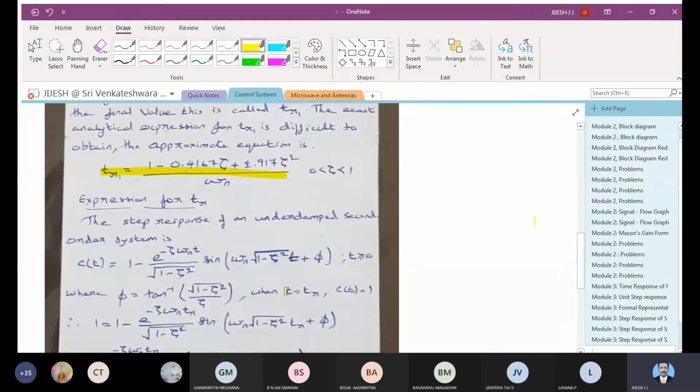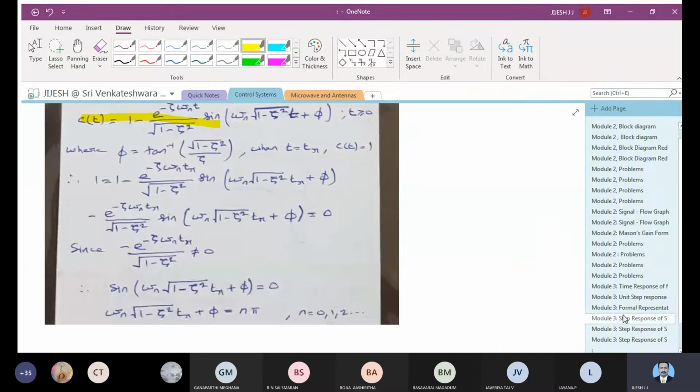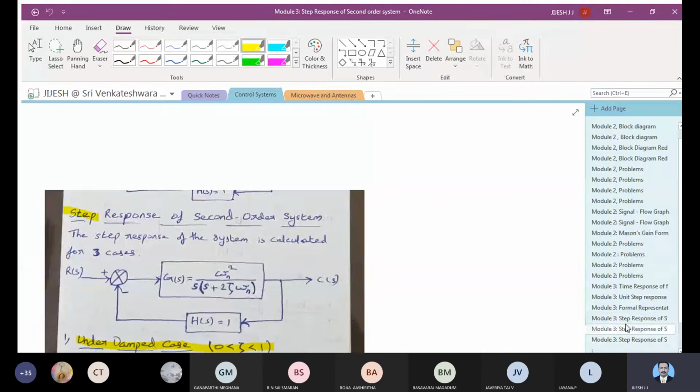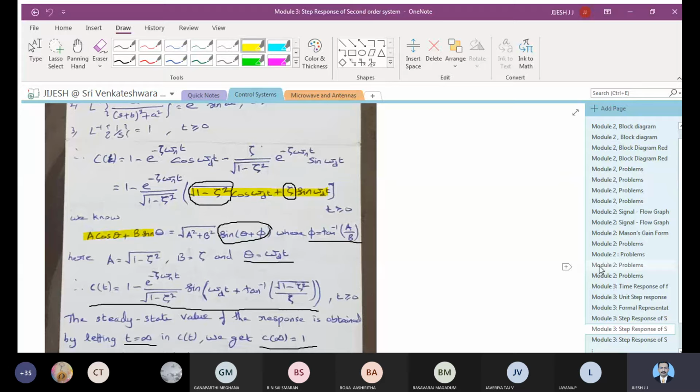In that same derivation, we also studied what phi is. If I go back to that derivation, you can see what phi is: tan inverse of a by b, and we have seen tan inverse of root of. The same thing I am going to use here as well. So phi is tan inverse of root of 1 minus zeta square by zeta.